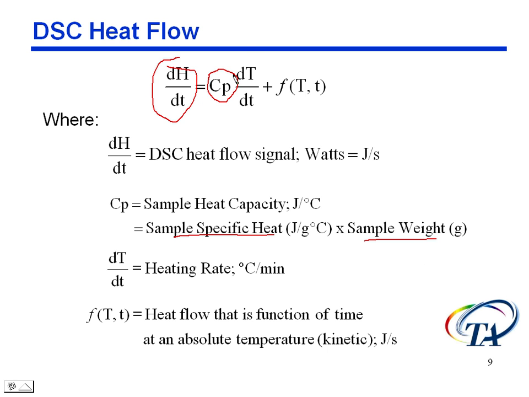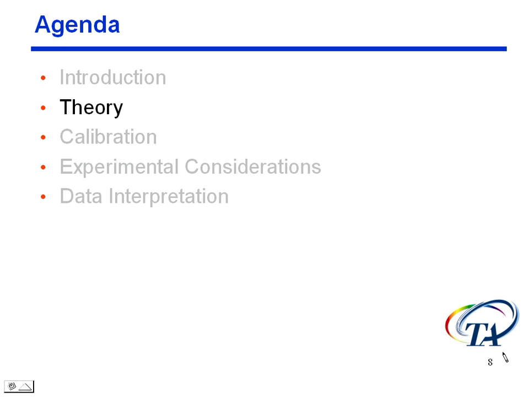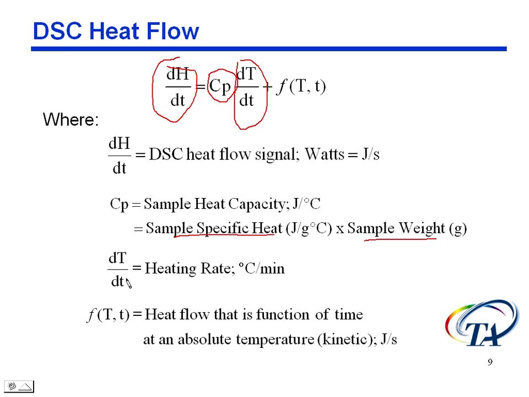The next term here is our heating rate, the derivative of temperature with respect to time, right? That's our heating rate in degrees C per minute. And this last term is a kinetic term. This is heat flow as a function of time at an absolute temperature, and this is typically in joules per second, like our first heat flow term. This is our kinetic heat flow term, same units, joules per second, or a watt.